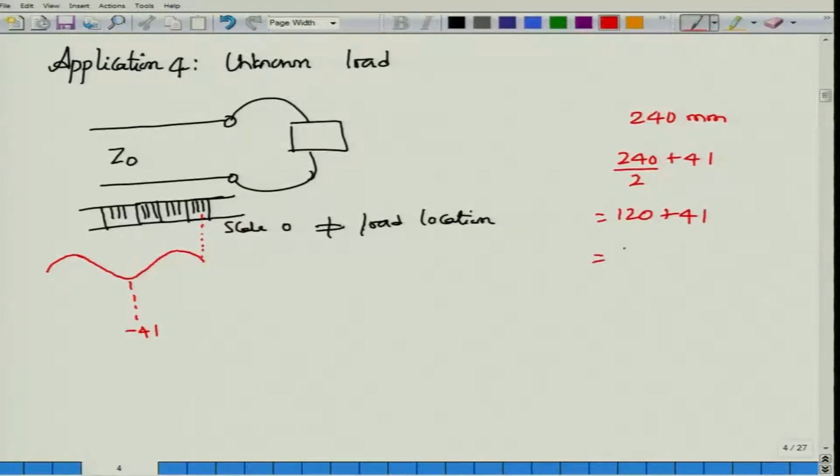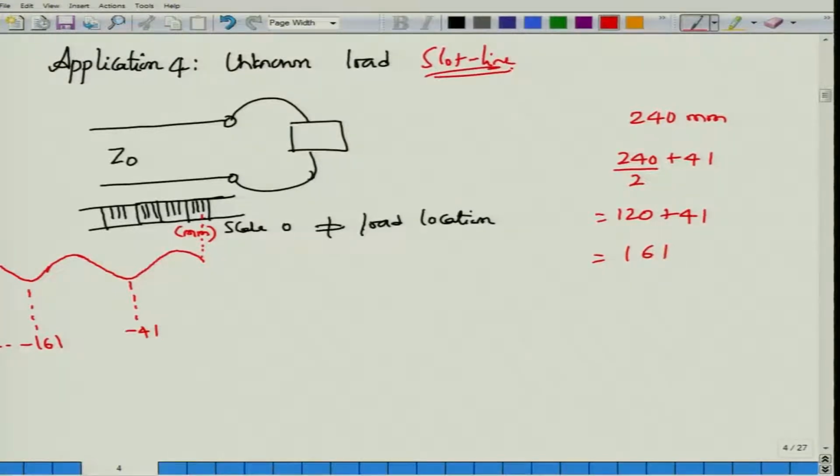120 plus 41 is about 161. Then the next minima occurred at minus 161, and so on. This scale is in millimeters. So, this is what I have measured on the transmission line using my slotted line equipment.